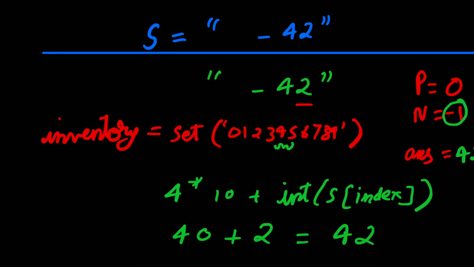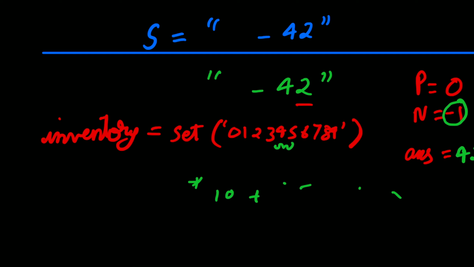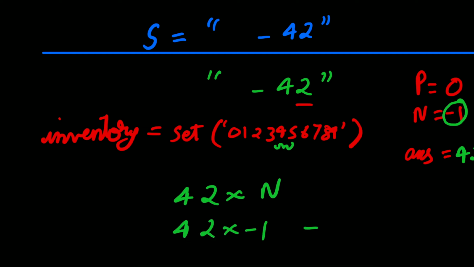Okay. So now at the end, we have to multiply it by n, because only multiplying it by n will allow us to know if it's a positive number or a negative number, okay? In this case, we'll do 42 into n, which will be equal to 42 into minus 1, right? Because we came across a minus, and we'll get the answer as minus 42, which we will return to the user. And that's basically it.